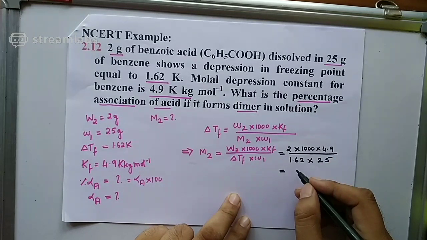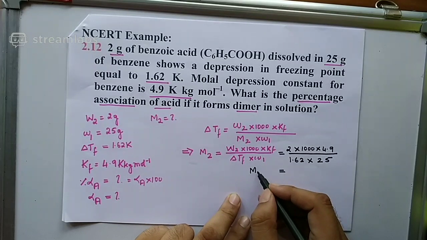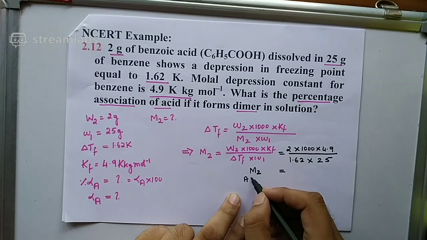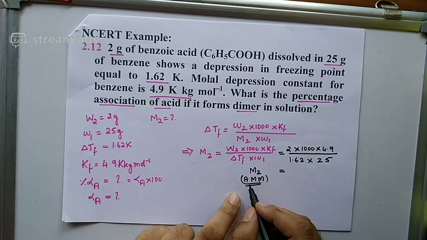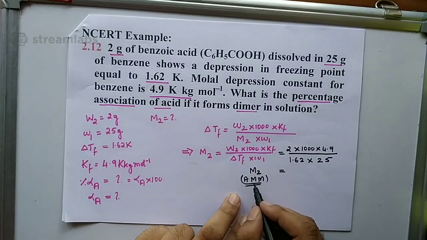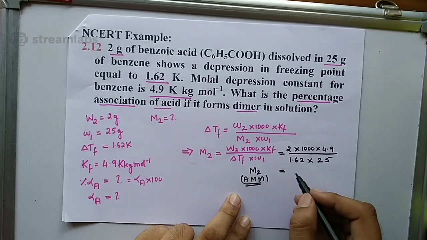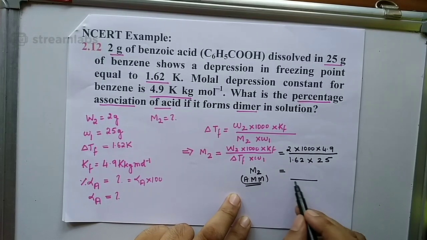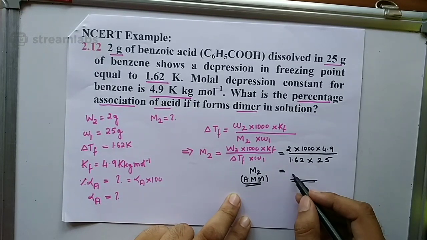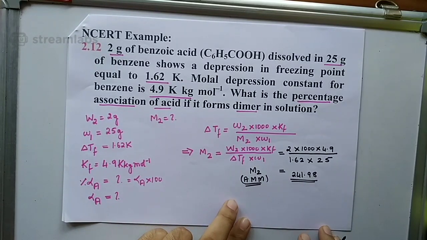Whatever value you get, that should be called the abnormal molar mass. This M2 whatever you get should be called the abnormal molar mass. I'm writing it in short: A stands for abnormal, M stands for molar, another M stands for mass. Abnormal molar mass can be determined. So use the calculator, solve this, students. You will get the answer as 241.98. This is the abnormal molar mass.